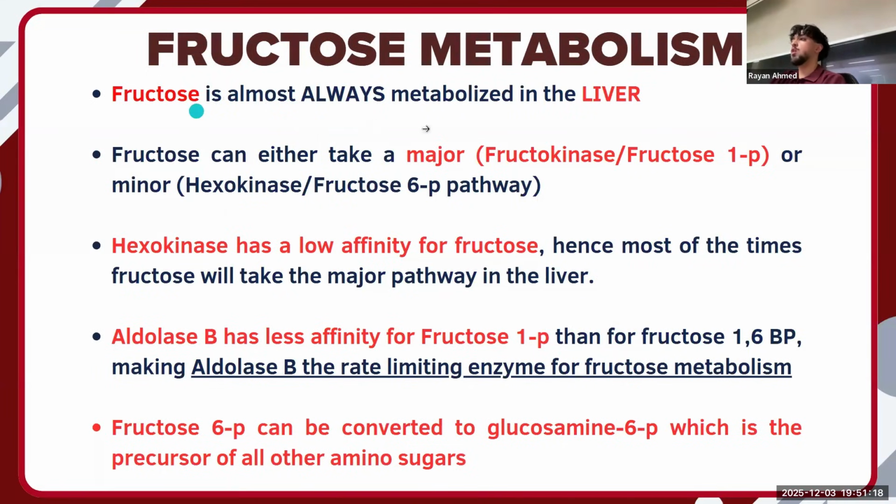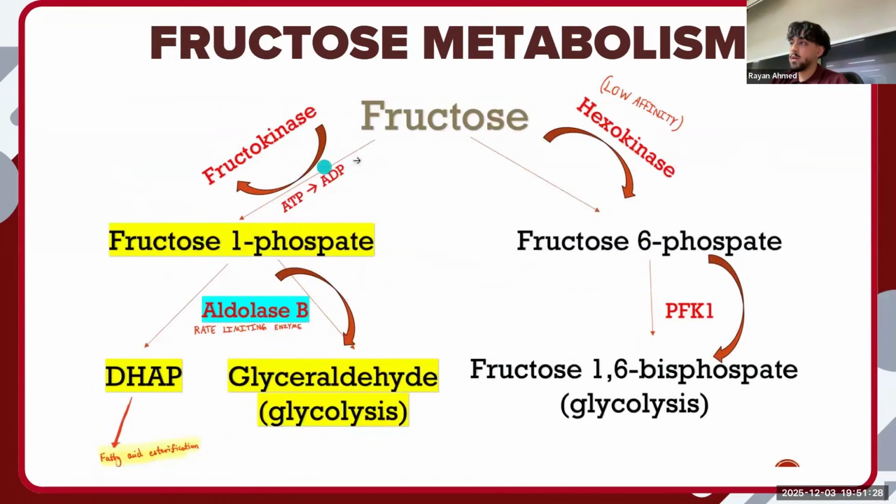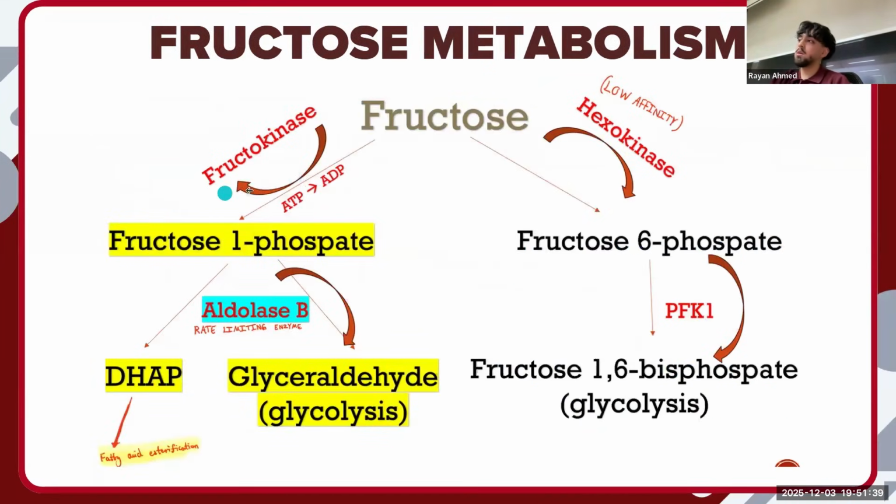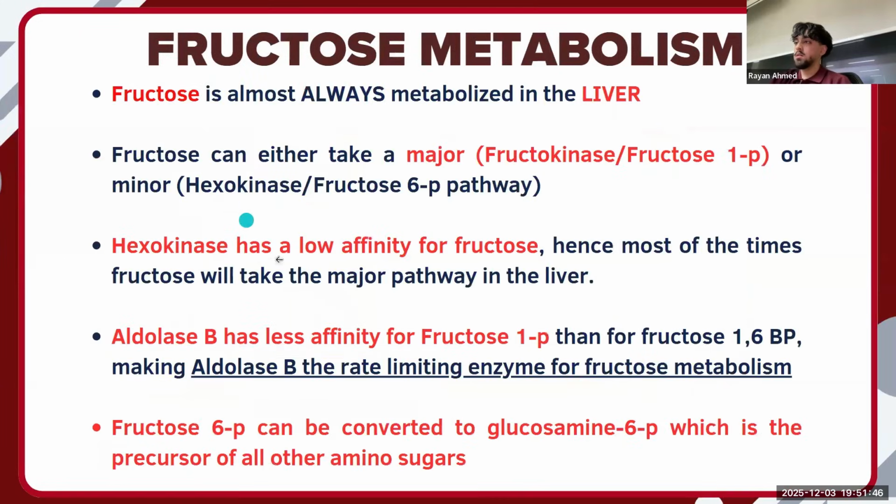Fructose is almost always metabolized in the liver. So most of the time it's going to be in the liver. Fructose can either take a major pathway, remember when I said major pathway, high affinity pathway, which is the fructokinase pathway, major fructokinase, fructose 1-phosphate, or minor, which was the low affinity hexokinase pathway. Most of the time, it's going to take the major pathway. Hexokinase has a low affinity for fructose, as we said, hence most of the time fructose will take the major pathway in the liver, right?